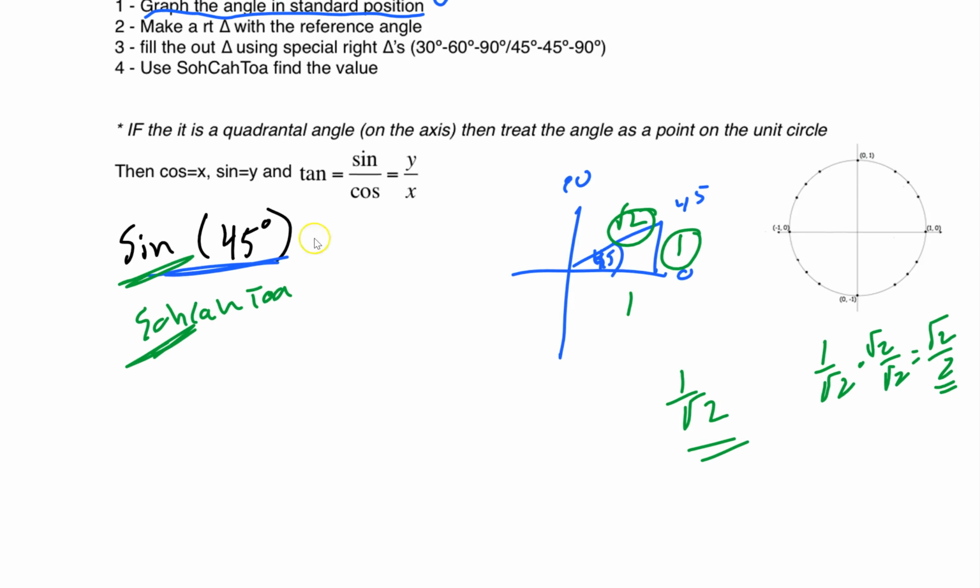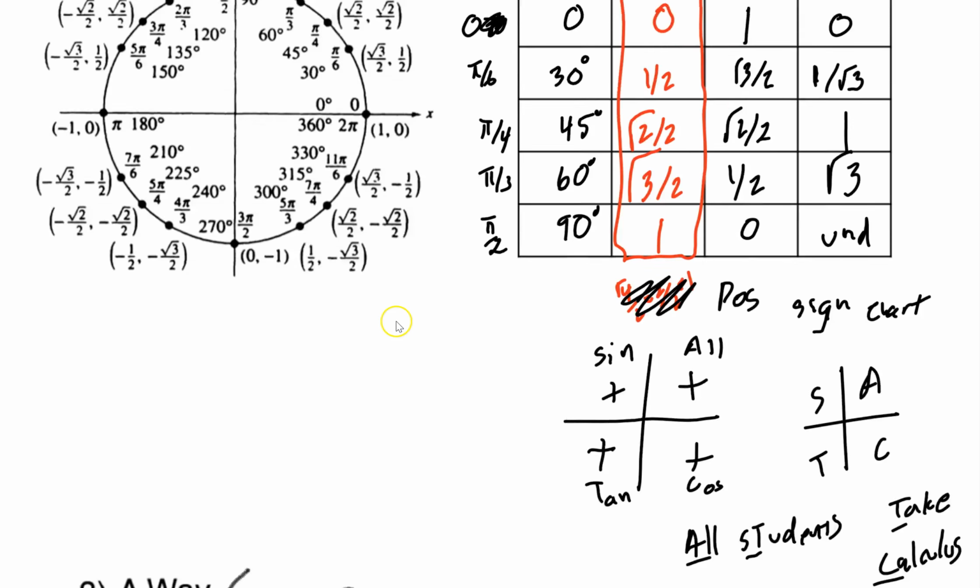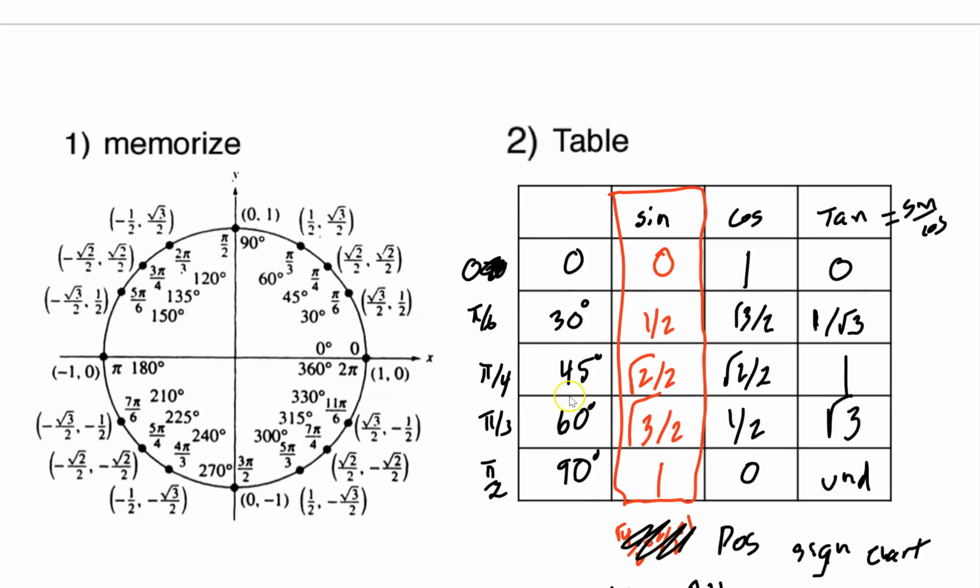So that's it. The triangle method is draw the triangle, know what the angles are, fill out the sides, SOHCAHTOA. The table method is draw the table. Oh, 45, rad 2 over 2.